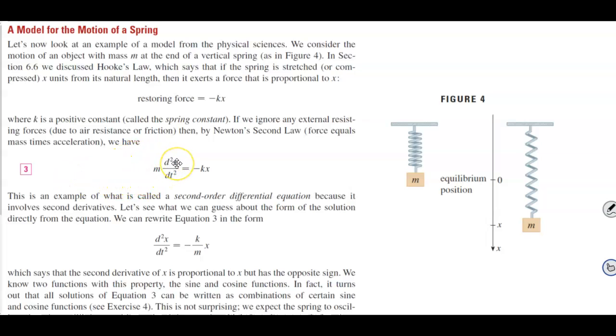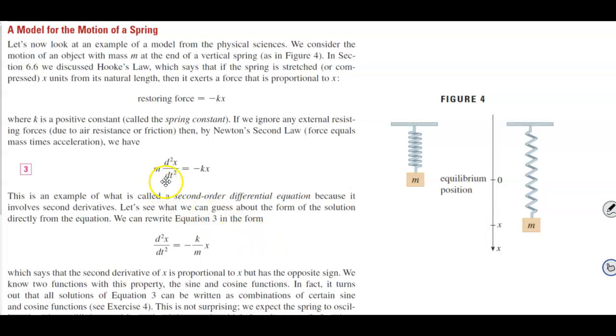m times the second derivative of x with respect to t is equal to negative kx. Now this is an example of what is called a second order differential equation because it involves second derivatives. So let's see what we can guess about the form of the solution directly from the equation.